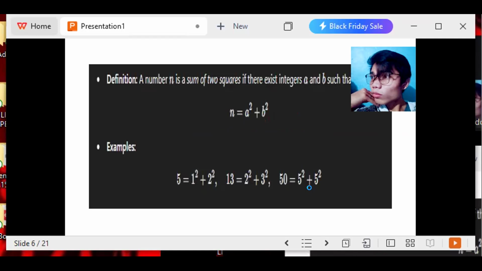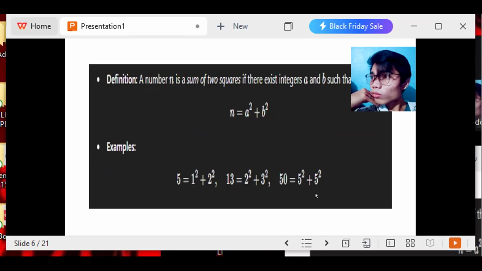Let's first define what is the sum of two squares. The definition of sum of two squares is: a number n is a sum of two squares if there exist integers a and b such that n is equal to a squared plus b squared, where n represents any number. So for example, 5 is equal to 1 squared plus 2 squared. That is because 1 squared is equal to 1 and 2 squared is equal to 4. So 4 plus 1 is 5.